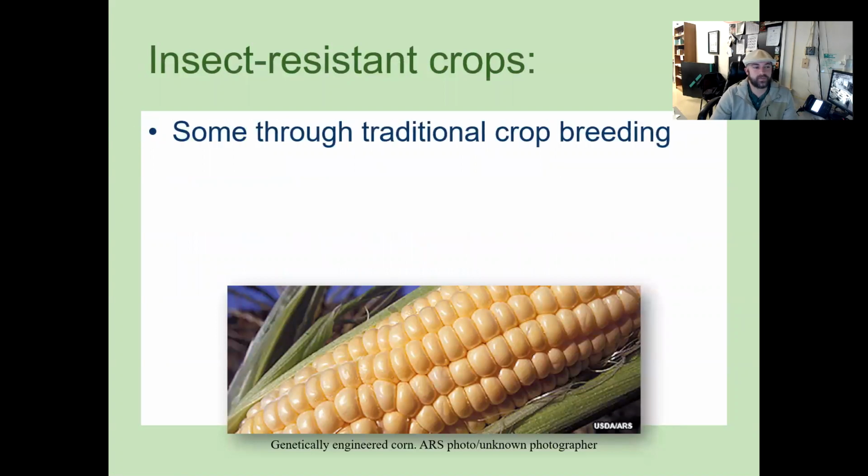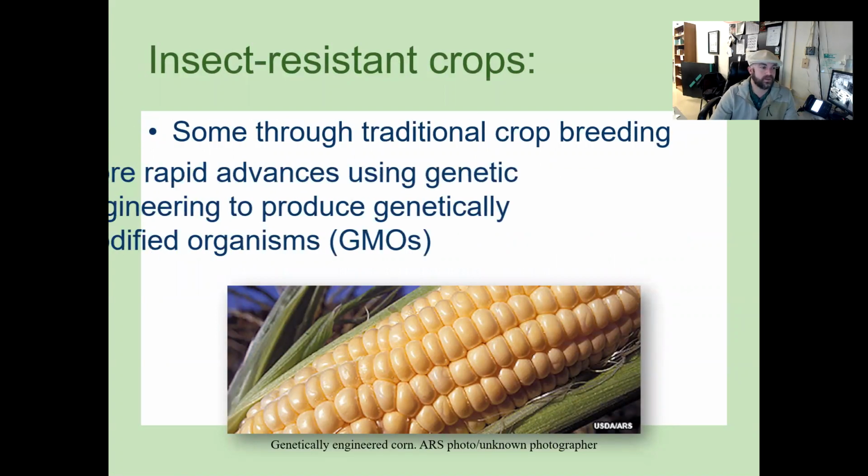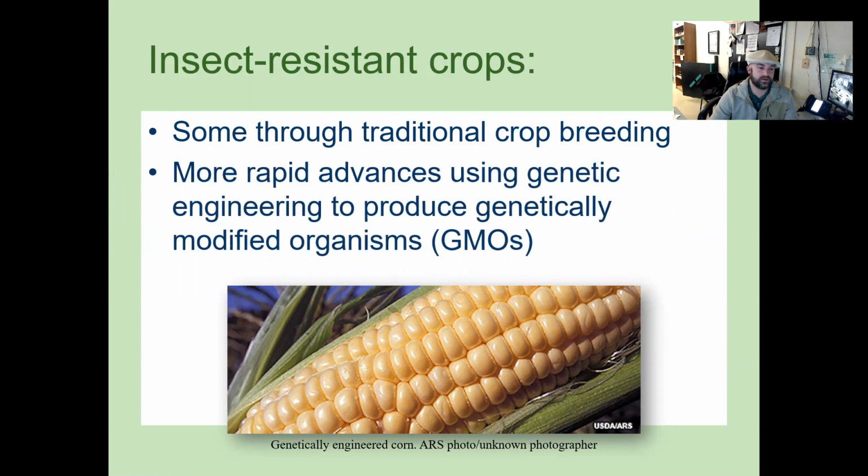And then insect-resistant crops, some through traditional crop breeding, more rapid advances using genetic engineering to produce genetically modified organisms. So there is a lot of debate here on GMOs and how they affect us as humans, especially in crops. We will get into that portion of it later, but just keep in mind that these are used for beneficial things like keeping crops up and keeping crops good enough to eat, but there are definitely some problems there. So these are things that we're continually looking into, researching, and trying to figure out where we can get the best of both worlds. Because overall, human health is the most important here.